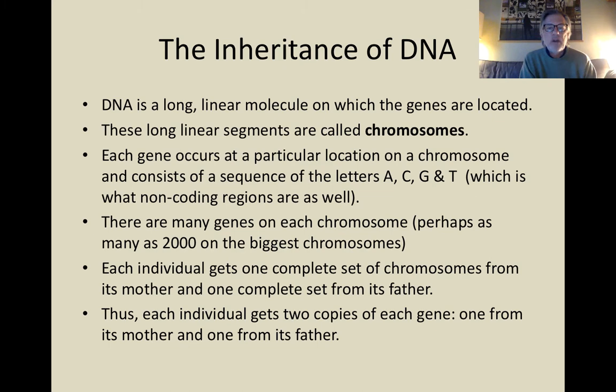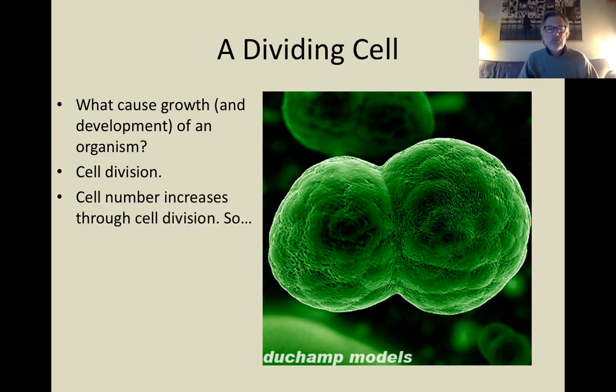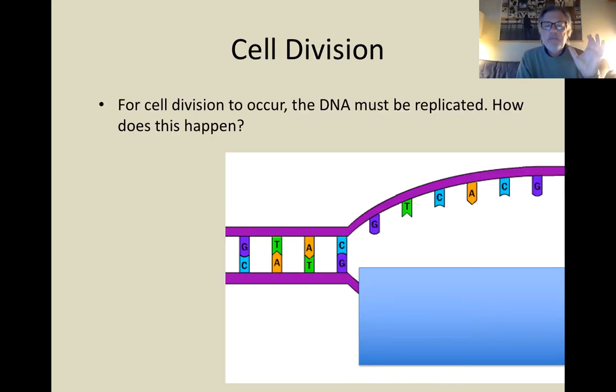Now I want to go on and talk about something that may seem unrelated, but that is growth. What causes growth of an organism? Well, think about it. You began as a single-celled organism, a fertilized egg, a zygote, and now you are 30 trillion cells as you get into your adult body. How did that happen? Well, it happened by cell division, cells making copies of themselves. Cell number increases through cell division, so we can say cells multiply by division. If you think about it, for cell division to occur, the DNA has to be replicated beforehand.